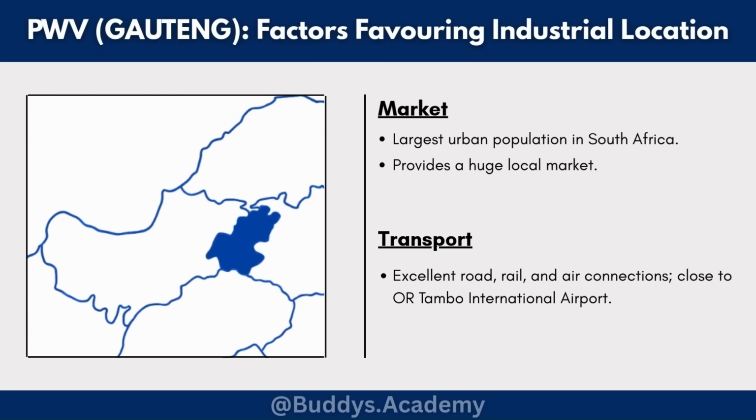Now, this is going to be your largest urban population in South Africa, and that's going to provide a huge local market. Now, that means that there's going to be a great demand, obviously, for a variety of goods, and they will generally have a higher than average buying power. Next will be your transport. Now, the PWV region is going to have excellent road, rail, and air connections. It's going to be situated close to your OR Tambo International Airport.